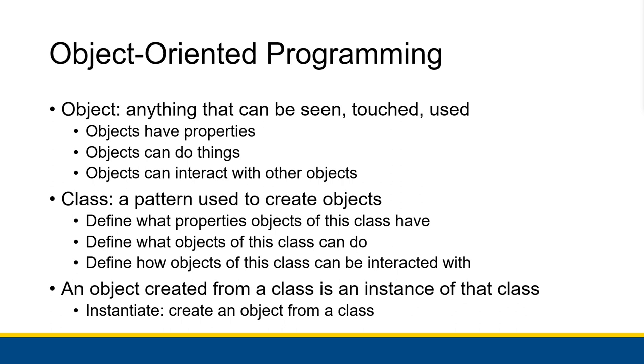An object created from a class is known as an instance of that class. It is one single instance of that class out of possibly many. And we say that we instantiate an object when we've actually created that object from a class. In this case, we'll tell Visual Basic, hey, can you create an object from this type of class? Can you use this class's pattern in order to create an object for me? That would be instantiating the object from the class.